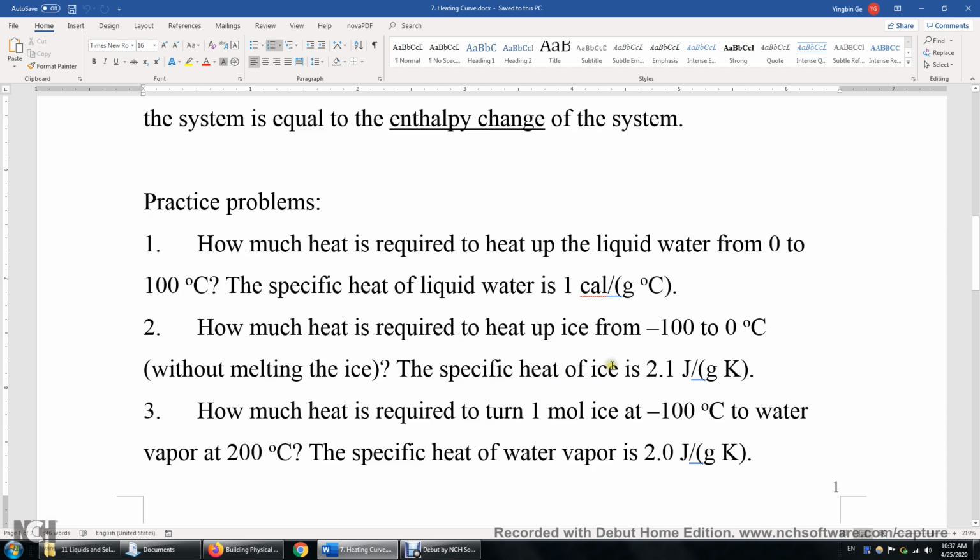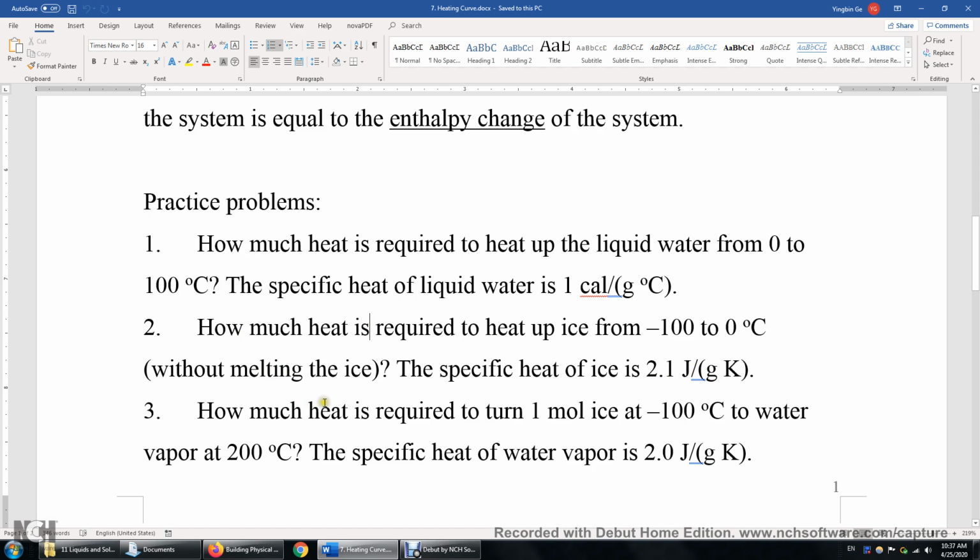The specific heat of ice is given to you. It's 2.1 joule per gram per Kelvin. So that means if you increase the temperature of ice by 1 Kelvin, you need 2.1 joule per gram of ice, or 21 joules of heat for 10 grams of ice, or 210 joules for 100 grams of ice.